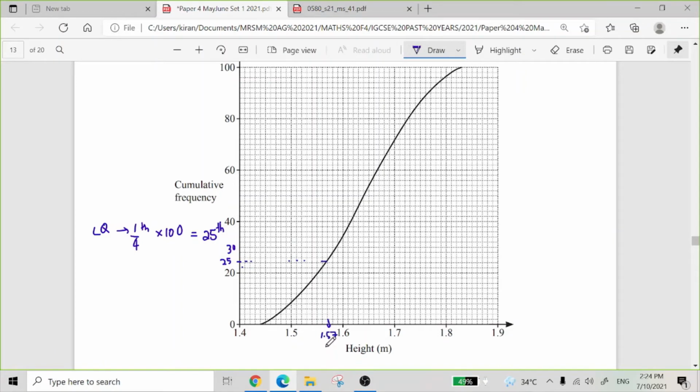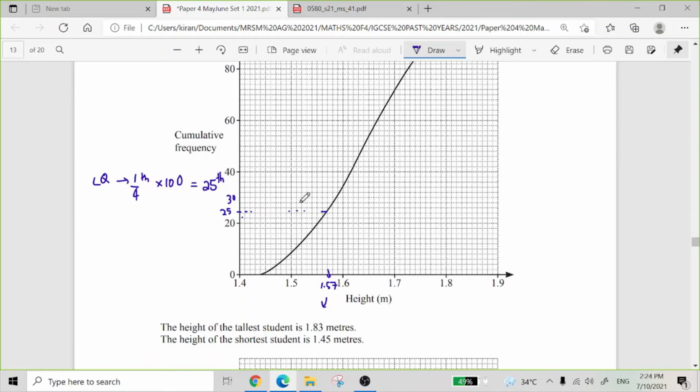That is the lower quartile. Okay, we go to the upper quartile. How to find the upper quartile? The upper quartile is placed at the third quartile of the cumulative frequency. Upper quartile, 3/4 of 100, and then we get 75.